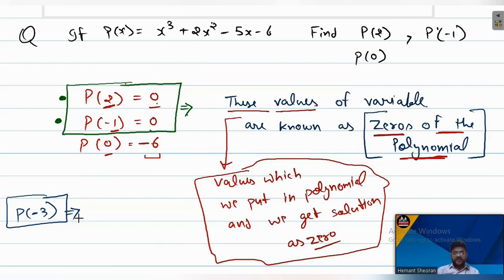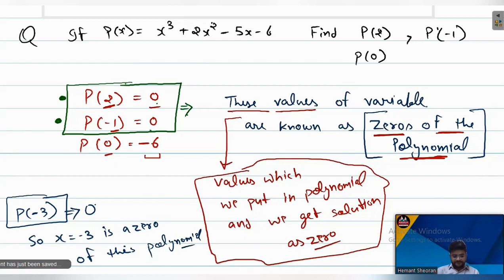So if we got a 0 after substituting x equals -3 in the polynomial, what will we call x equal to -3? We are getting a 0, so we can say x equals -3 is a 0 of this polynomial. Okay, get it? Any confusion out there? Just have a note, then we will discuss one more question on the same.